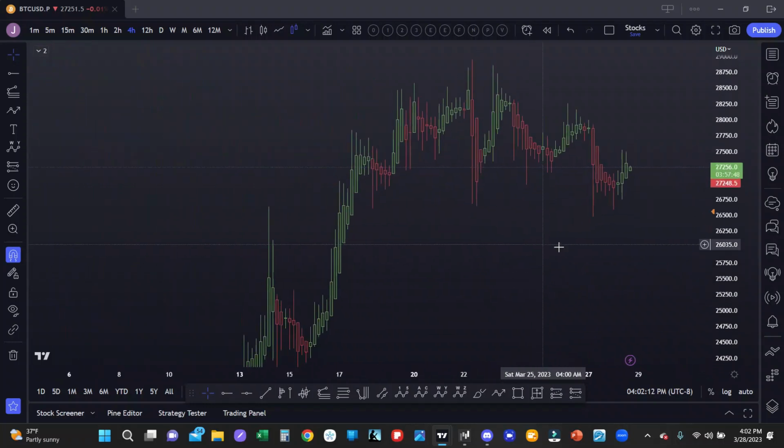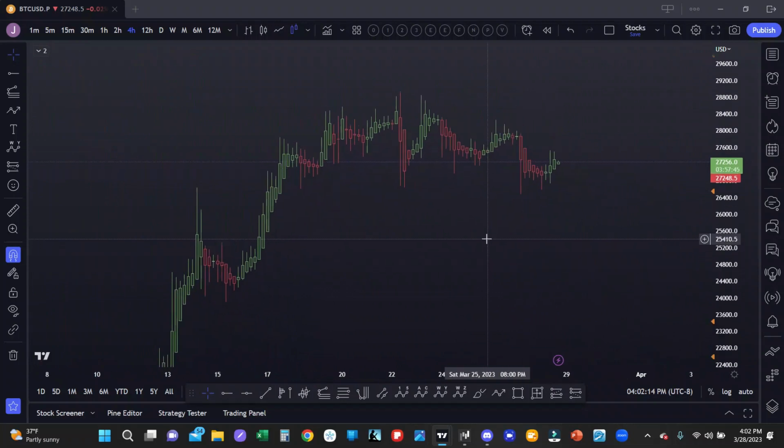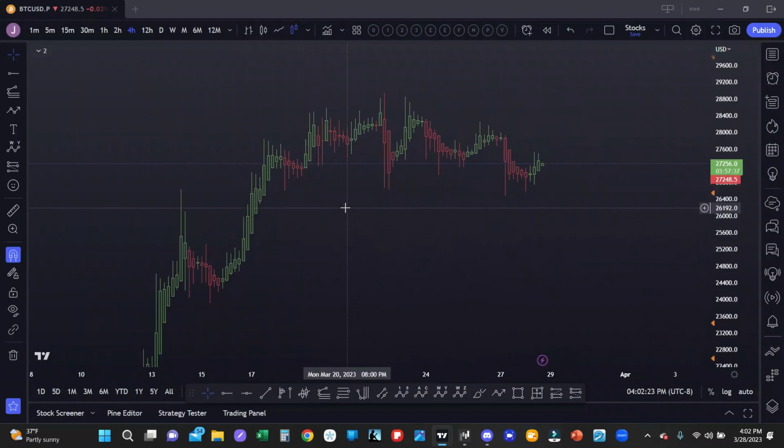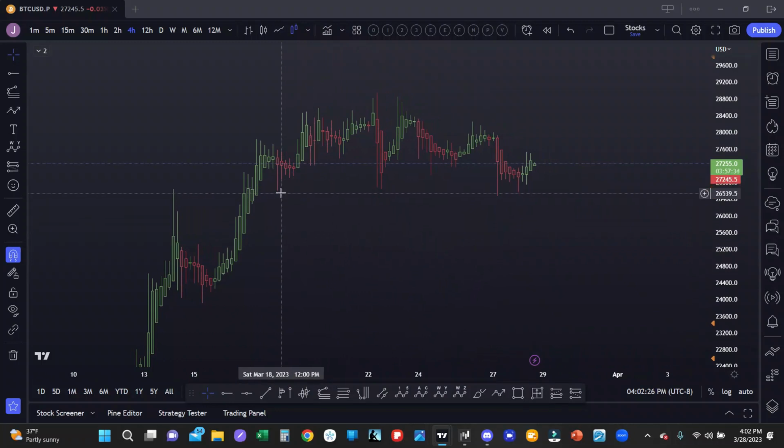Heikin-Ashi candlesticks are just for marking your zones, as well as when you are already in your trade, to help you eliminate any poor psychology habits that you may have. Okay, so let's start by marking our first zone. So what do I look for when I want to find these zones?